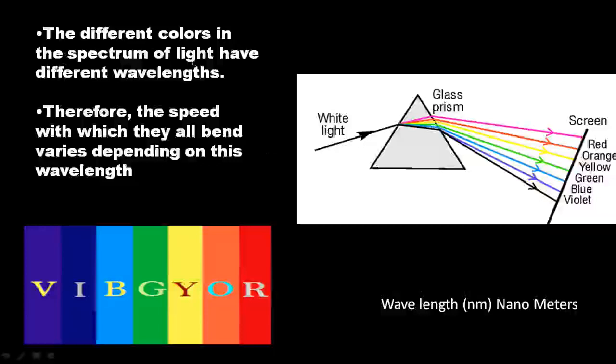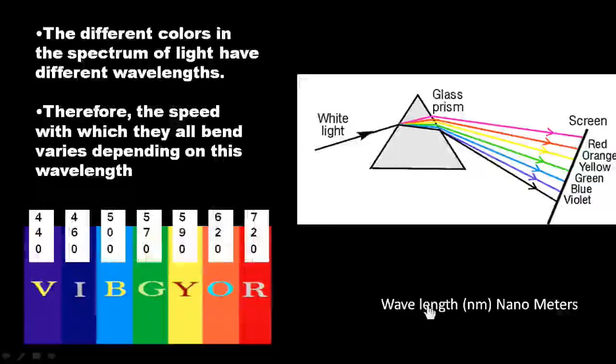So the different colors in the spectrum of light have different wavelengths. Therefore, the speed with which they bend varies depending on the wavelength. So we can remember the colors in order: V, I, B, G, Y, O, R, VIBGYOR.